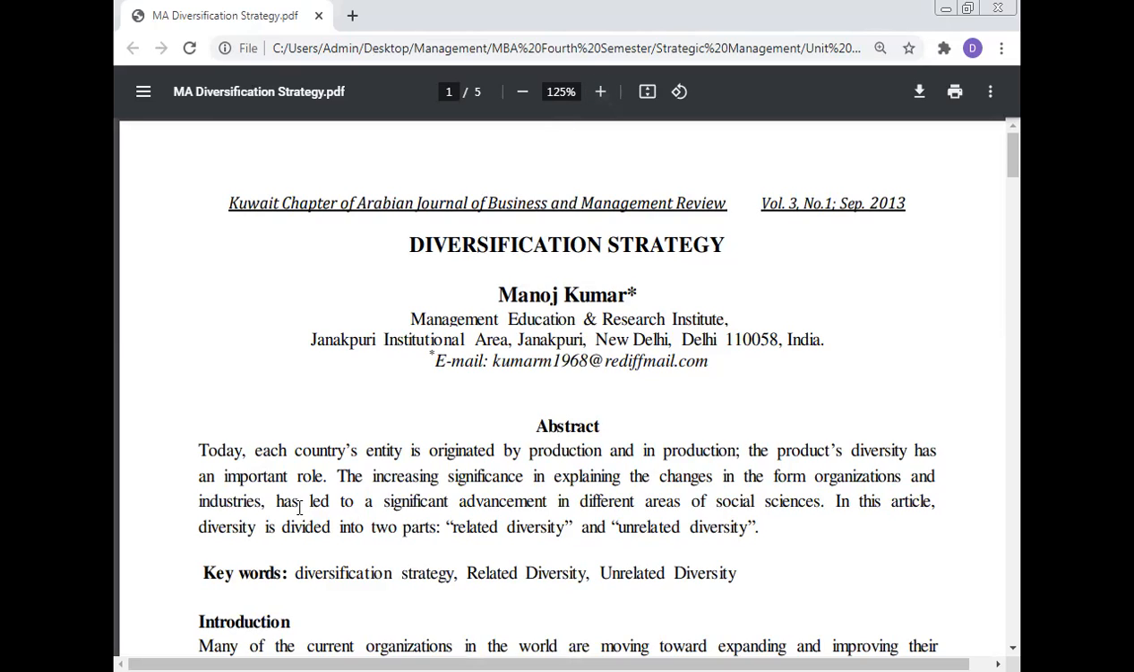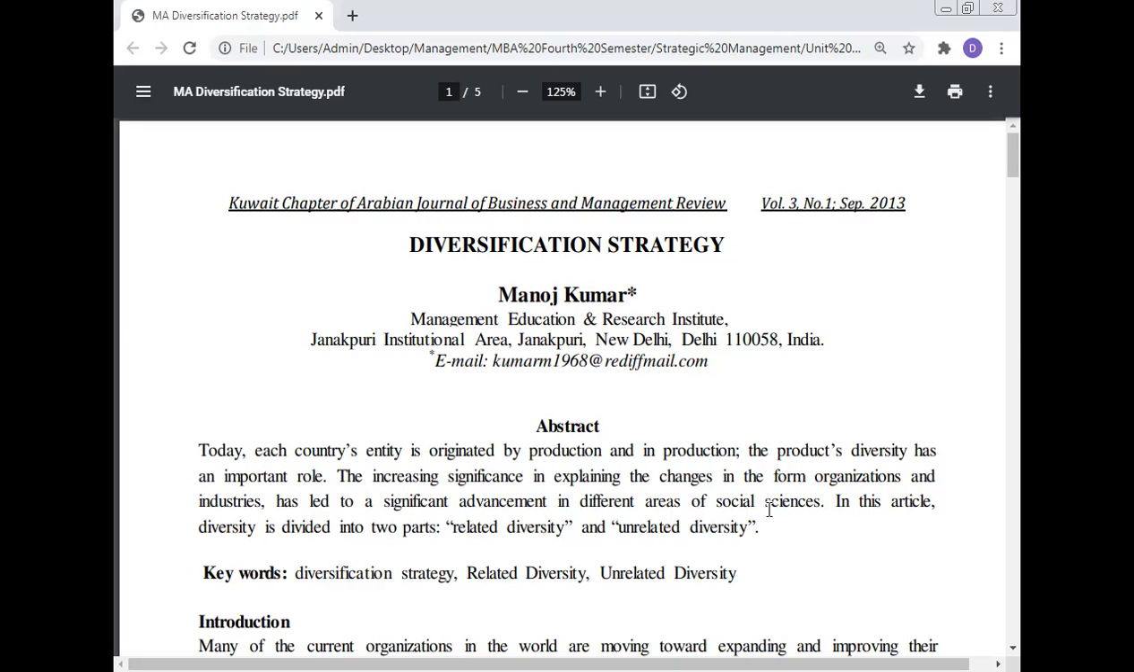Diversification strategy. Today, each country's economic entity originates from production, and in production, product diversity has an important role. Product diversity has an important role in any business. Its increasing significance in explaining changes in the form of organization and the industry has led to significant advancement in different areas of the social sciences.